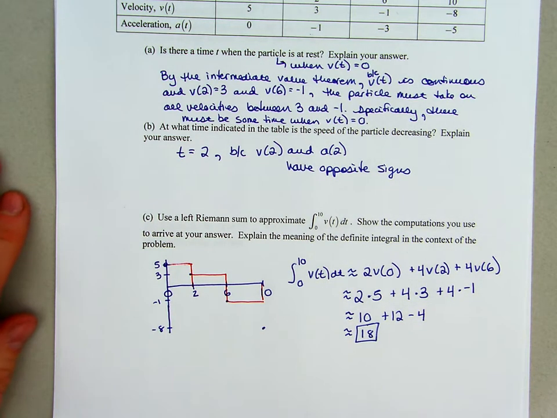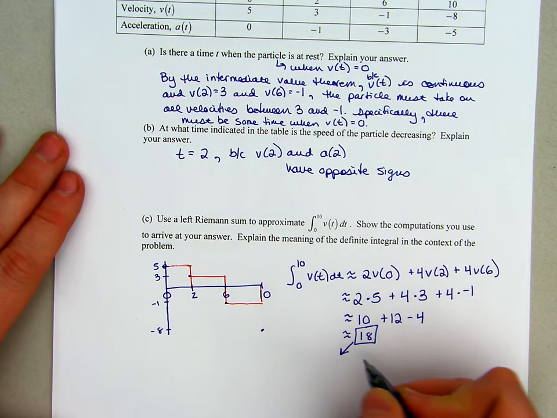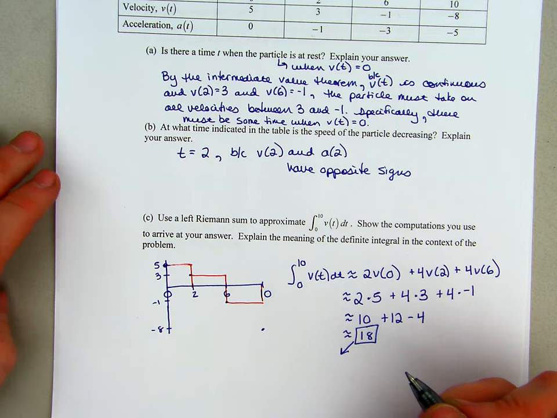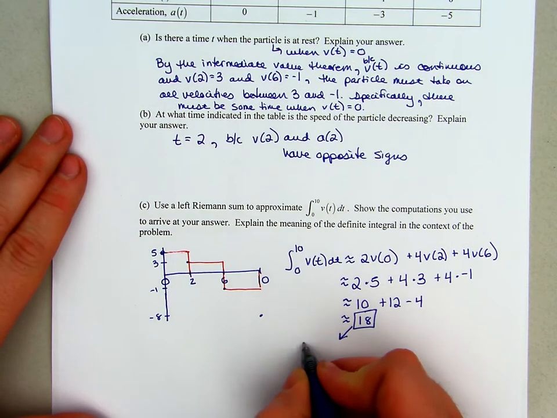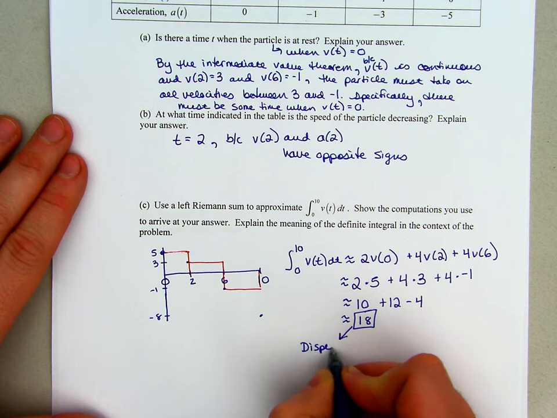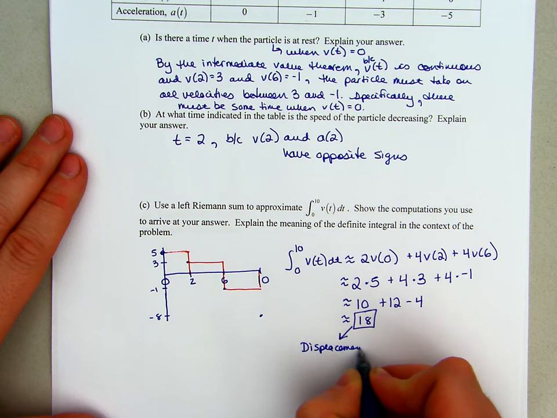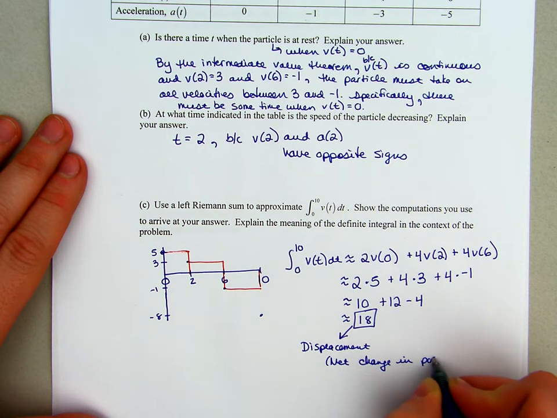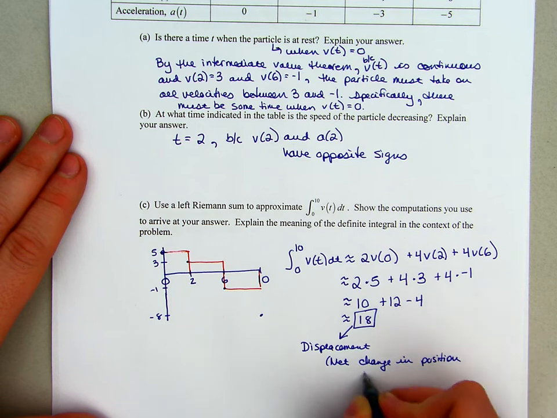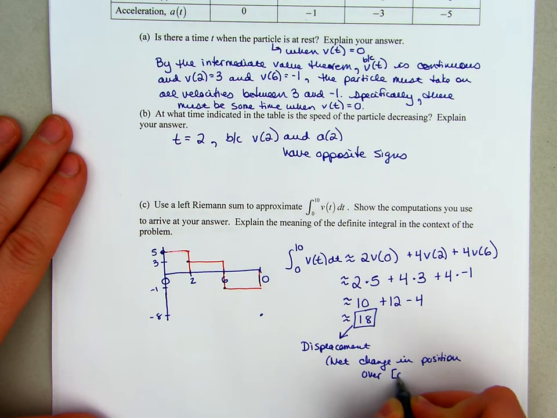I didn't integrate the absolute value of velocity, I just integrated velocity. That means this value tells me the displacement of the particle, the net change in position of the particle between time 0 and time 10. That's the displacement, or the net change in position over the time interval between 0 and 10.